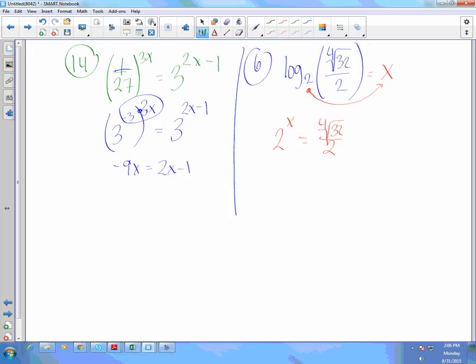Okay, now what does 4 to the 3/2 break down to? Is that just 2? Okay, then that didn't actually make it worse. So you get 2 over 2, which is 1. So 2 to the x equals 1. 2 to what exponent will equal 1? 0. Right? Anything to the 0 power equals 1, except for 0 itself.